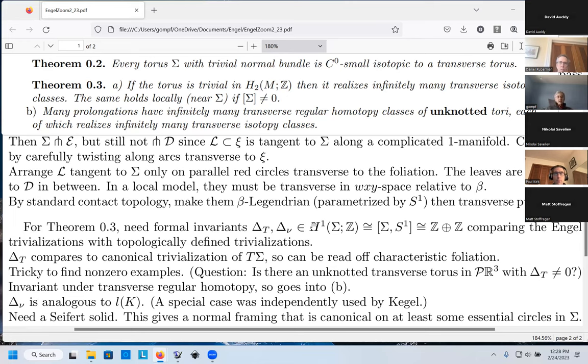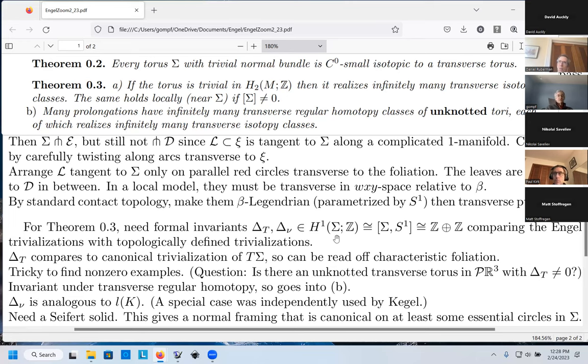But there are cases where the framing is not canonical, but in that case, what happens is that there is always a canonical direct summand on which the framing is well defined. And so in that case, delta nu is not defined on all of your one homology, but it's defined on a canonical one-dimensional summand. And so then that's still enough to get infinitely many values.